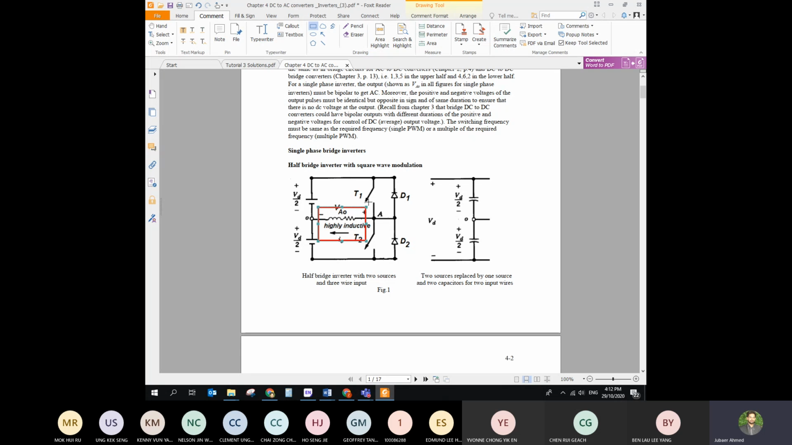You can see when both of the switches are open, that means the switches are off. This positive here, so the diode is going to be reverse biased, and the positive is here as well, so this diode is also going to be reverse biased.